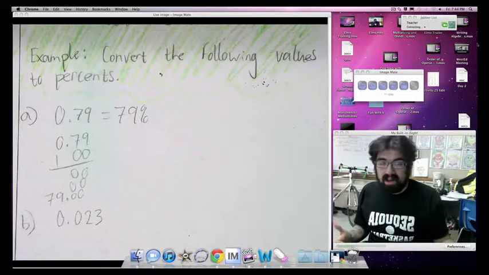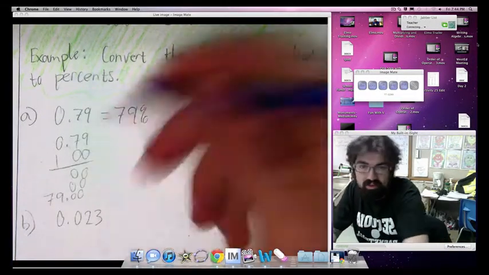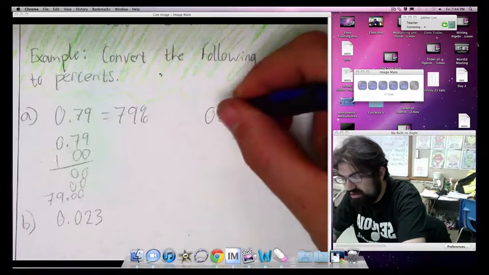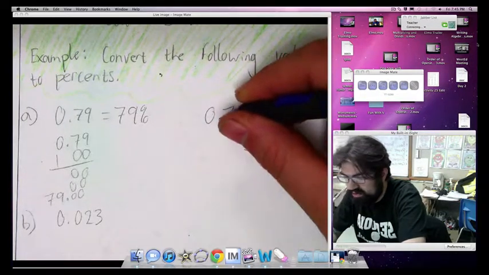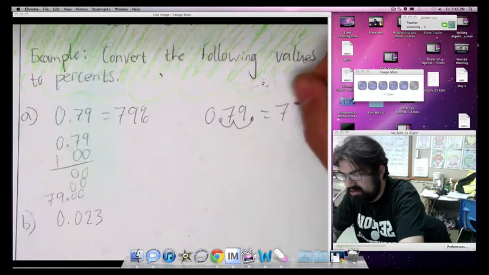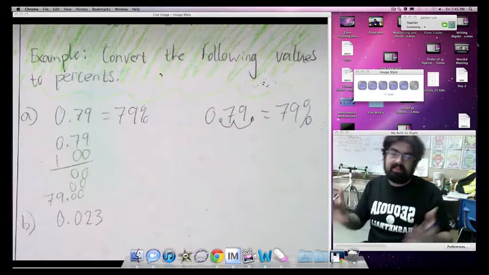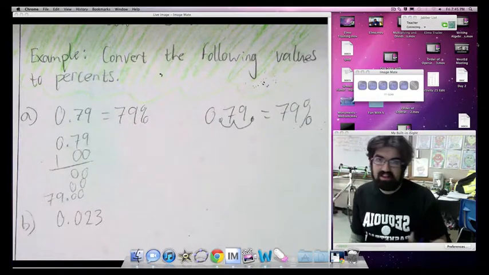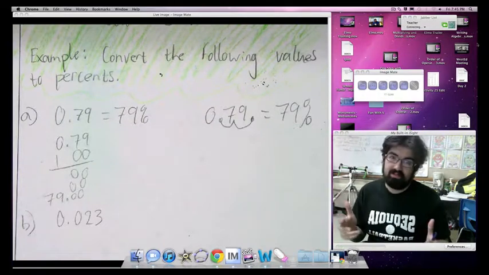If we're multiplying by 100, we're just going to move the decimal like we did in scientific notation. There's two zeros in 100, so really I'm just moving the decimal once, twice. So my answer is then 79%. That's all there is. And how do you go from a percent to a decimal? Move the other direction.